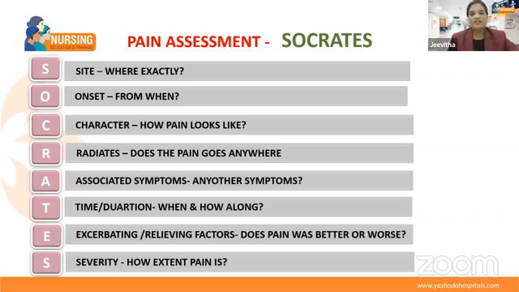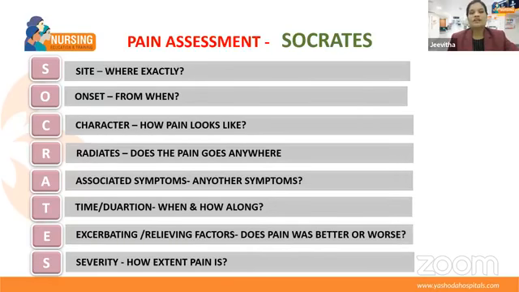Then character. Yes, a few pains are very dull, a few are very sharp, and a few will be like a pricking sensation. The patient will have different pains. So you need to ask for the character of the pain. Radiates, especially if you take the MI patient. MI patients have radiating pain. The pain will radiate to the shoulder. So that will be addressed when you ask about the radiation and associated symptoms.